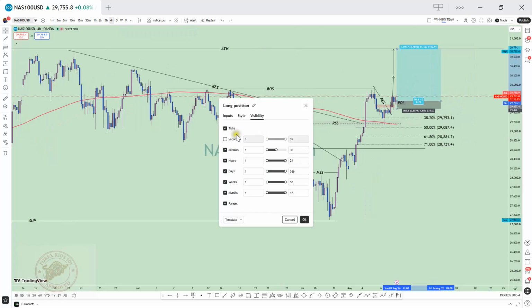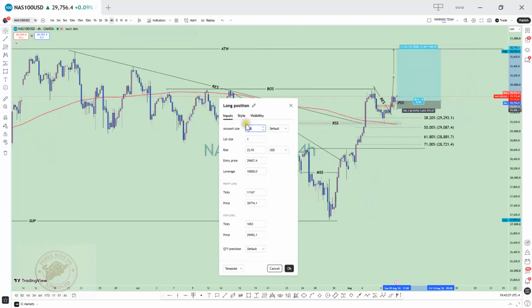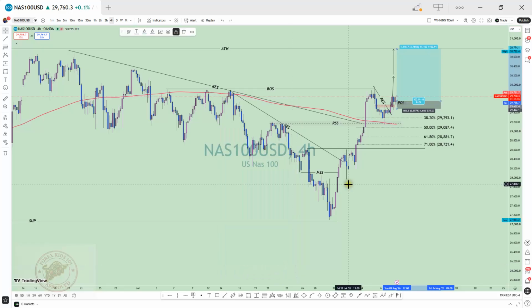So here's my parameters per se. So we are gonna be looking for an entry around 29,657, and then we're gonna put our SL around 29,492, and then we're gonna target 30,774. Okay, so that's what we are gonna be going forward with on these trades.